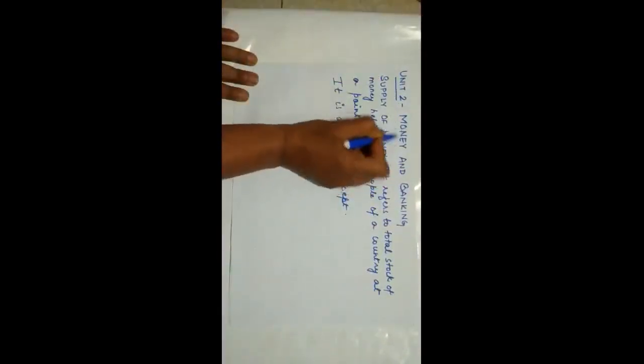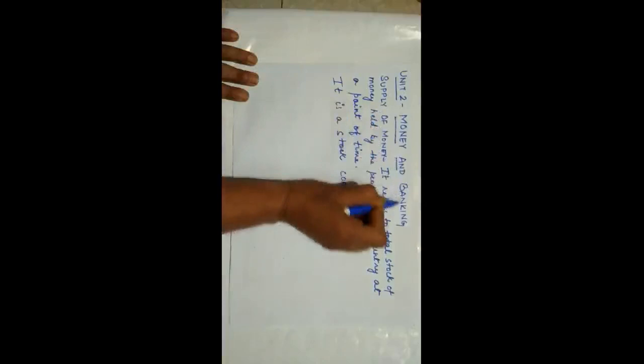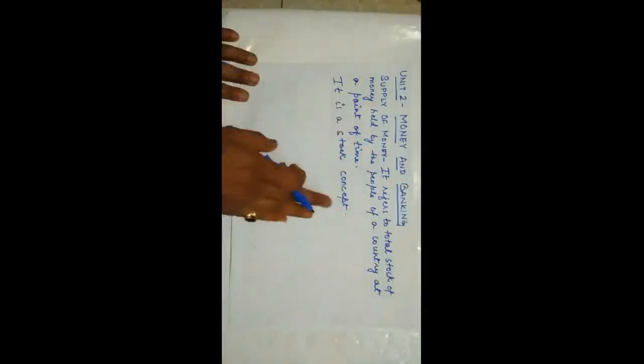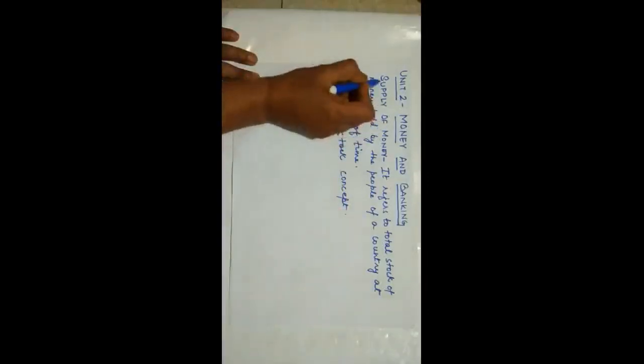Welcome back, children. Today we'll again continue with the second unit, unit 2, money and banking. Okay, we are still in the topic money. There were two topics, money and banking. We are still in the topic money, topic 1. We have done the different types of money in the previous video. Now today we'll do supply of money.